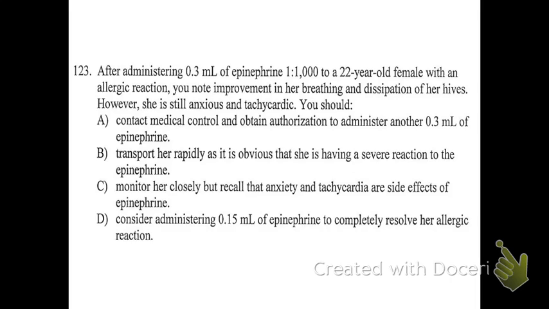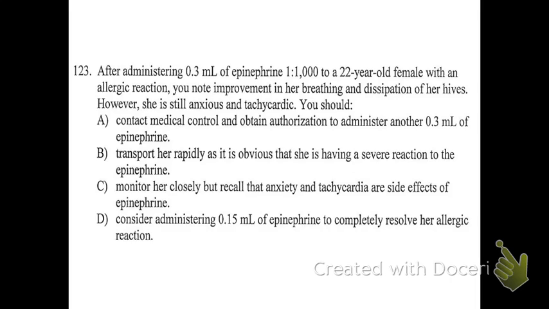Otherwise, A and D are both wrong. D is especially wrong because, for one thing, you can never give a half dose, right? If the full dose is 0.3 milliliters, you can't give half of an EpiPen. Even if she had 2 EpiPens on her, you wouldn't be able to just somehow give half of the dose that was inside of one.